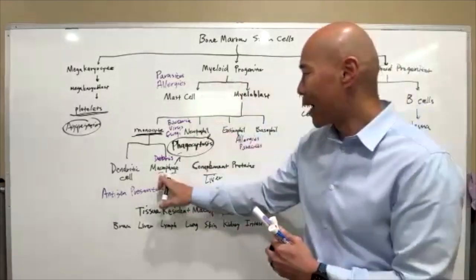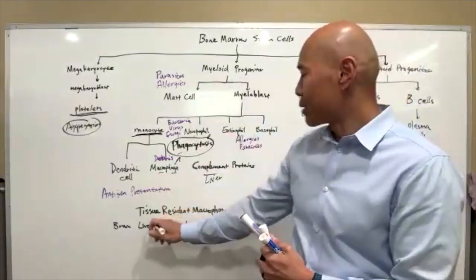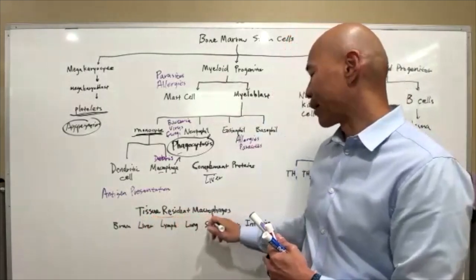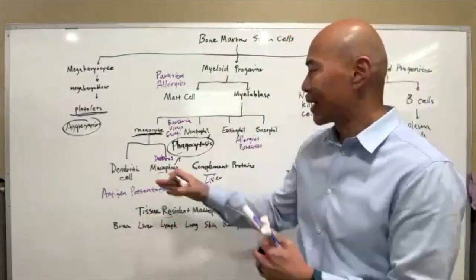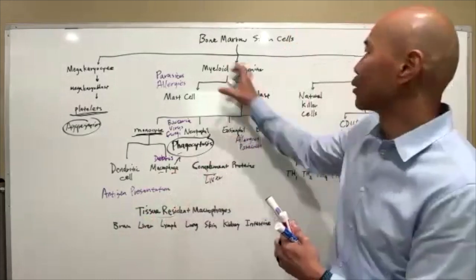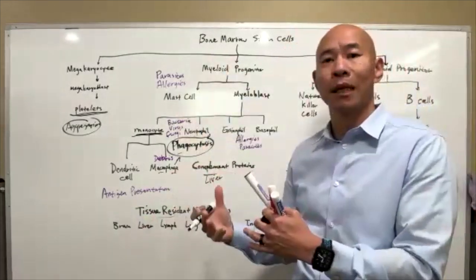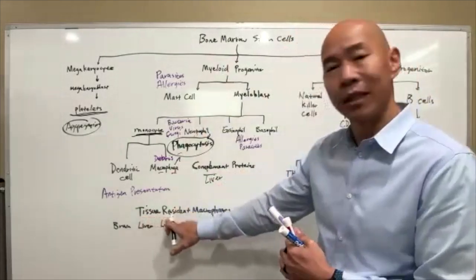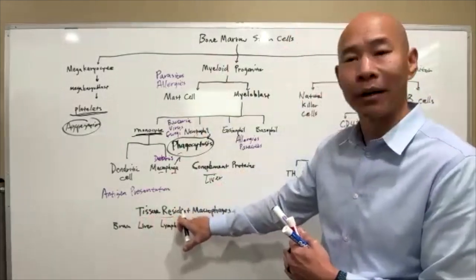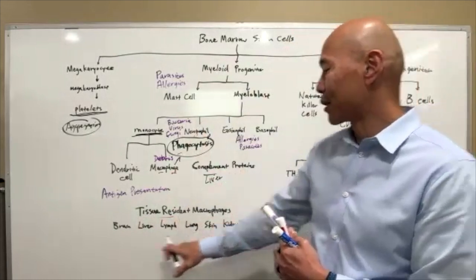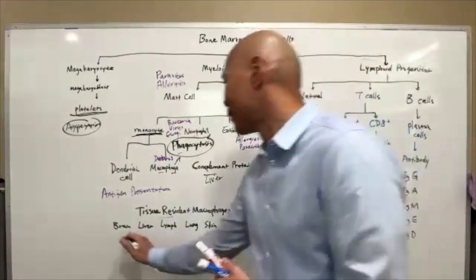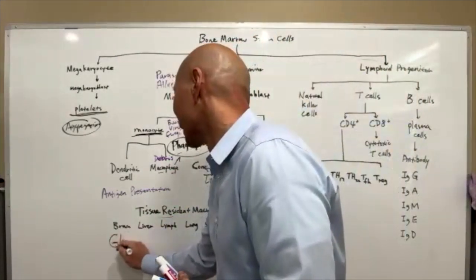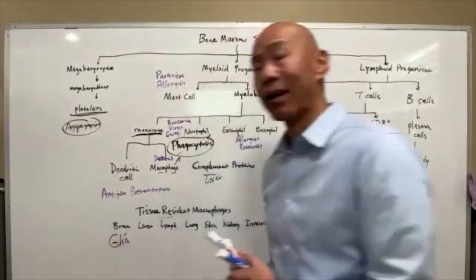Now, these macrophages, it's worthy to mention that there's tissue resident macrophages. Most of these white blood cells are just floating around in your blood, but some of them are present in your tissue. They live in certain tissue. It's called tissue resident. They live there. So some of these macrophages live in the brain. The ones that live in the brain are called the glial cells or the microglial cells.